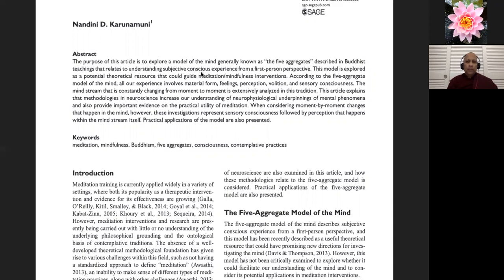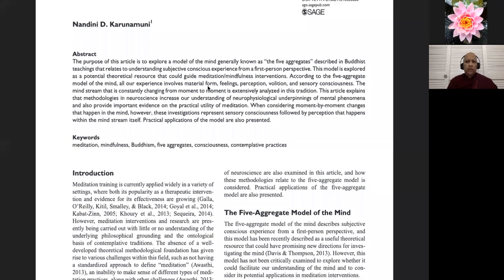But as sensual beings, we basically use our conscious experience from a first-person perspective. I think this phrase is very nice; probably you can take note of that also. Here, Karuna Muni is using the teaching of the five aggregates as a potential theoretical source that could guide meditation and mindfulness interventions. This is more like a scientific explanation of the five aggregates.